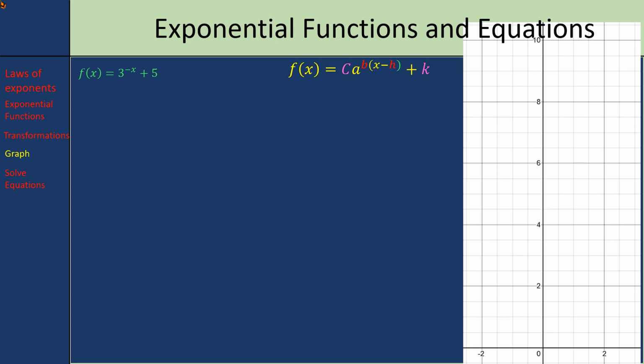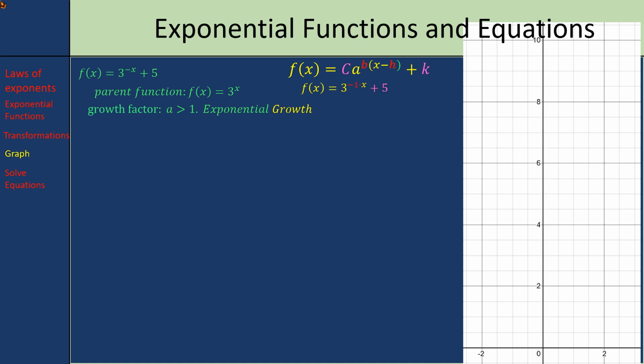Here is another example. I have 3 to the negative x plus 5. Now let's see if we can pick out what C, B, H and K are. I got B to be -1 because that's multiplied to my x there, and K to be the 5 in the back. And my parent function is just 3 to the x. So 3 to the x, and then -1 for B and 5 for K.